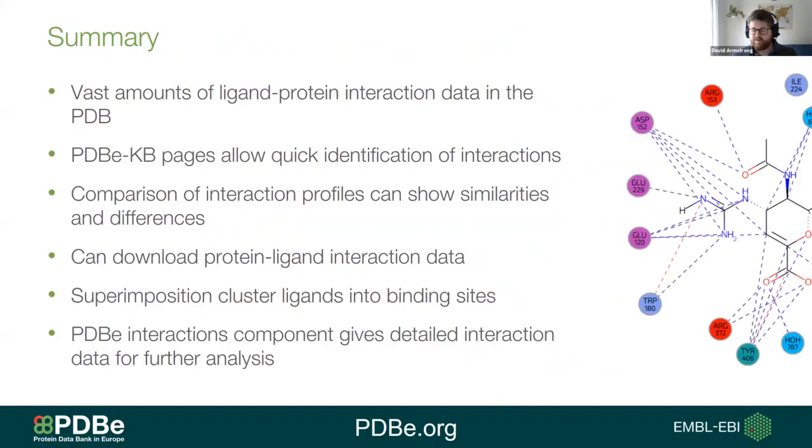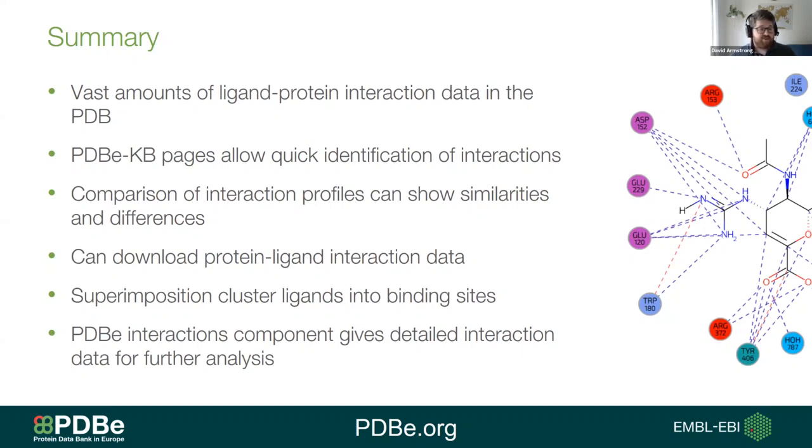Okay, so I'm going to leave the webinar there, just give you a summary of what we've talked about. So the key is that we now have such vast amounts of ligand and protein interaction data in the PDBe that allows us to do this large-scale analysis of ligand and protein interactions. And the PDBe-KB protein pages allow us to quickly identify these interactions thanks to the PDBe-KB viewer and being able to really highlight those interactions on a large-scale level. And if we can compare these interactions, we can quickly see where there's similarities and differences in these interaction patterns to compare the interactions of these different ligands.